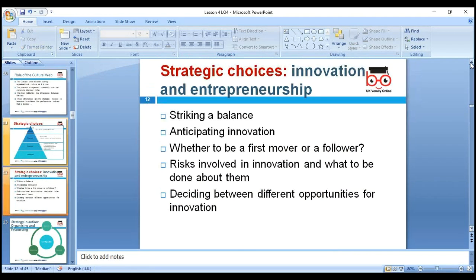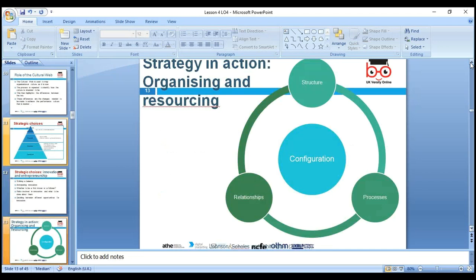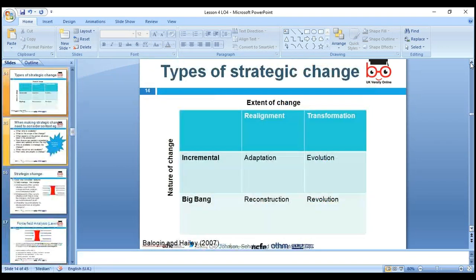Okay, next we're looking at strategic choices. When we're looking at innovation and entrepreneurship, we need a balance in between. We need innovation, we need to manage the risk, and we need to decide between different opportunities and innovations. Okay, organization structure: we need to look at how we can configure all the other resources, relations and processes in our organization.